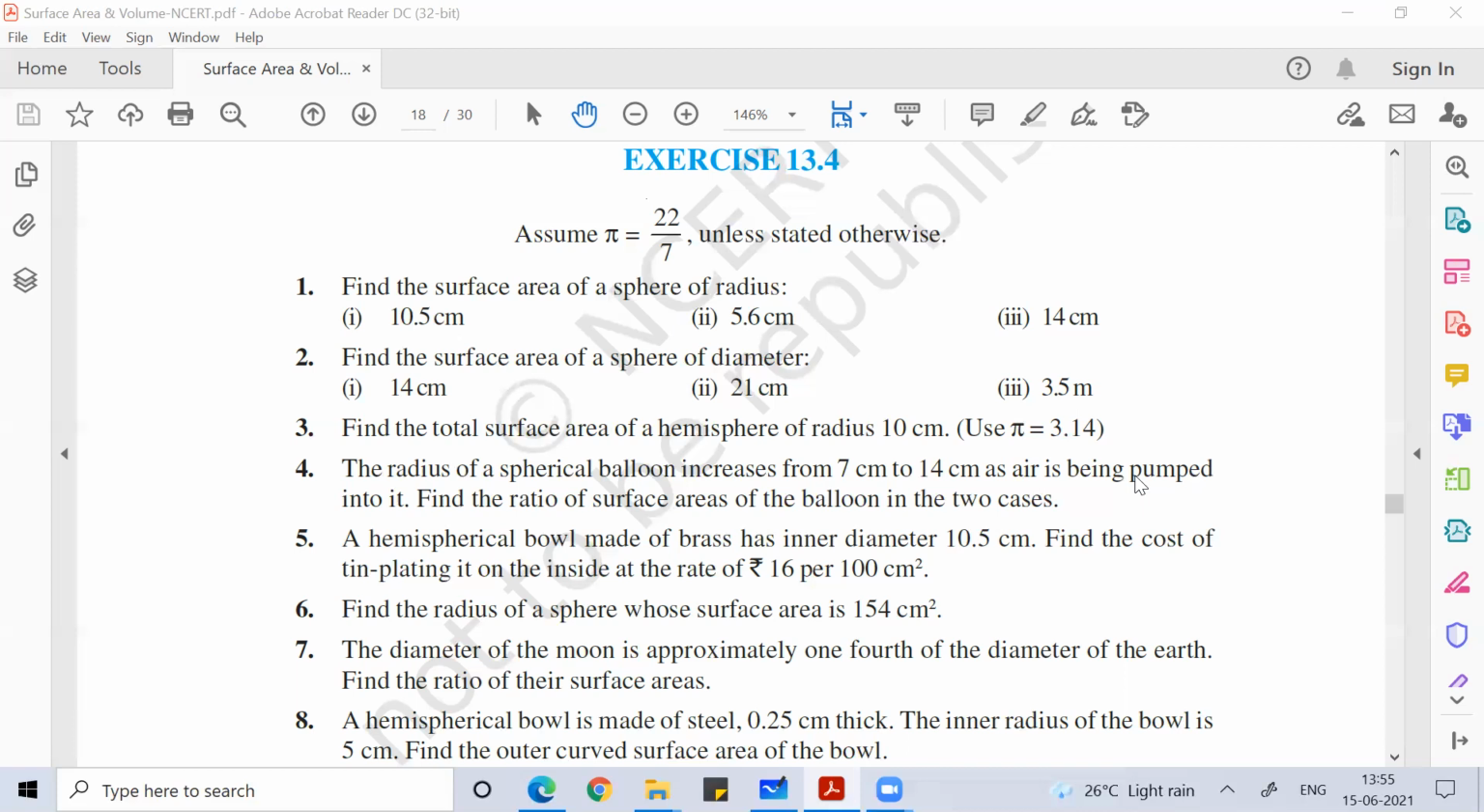So for question number 2, use that formula, Dhwani, pi d square. Don't convert to radius. Okay, sir. Do it on diameter. Use the formula pi d square.